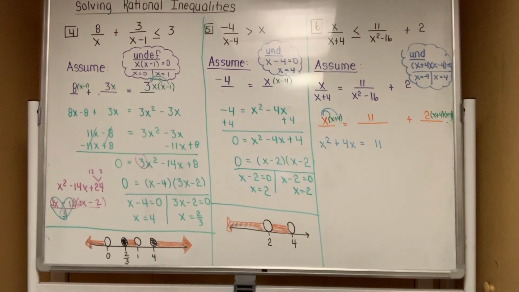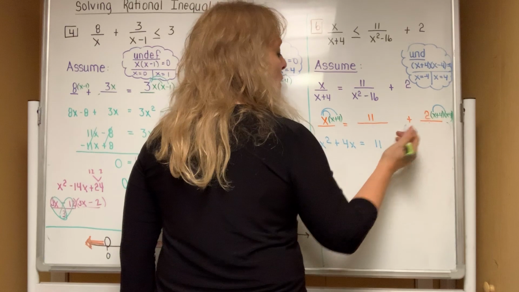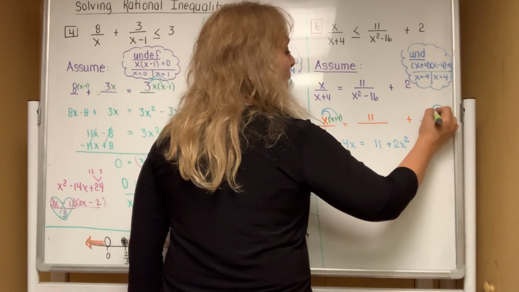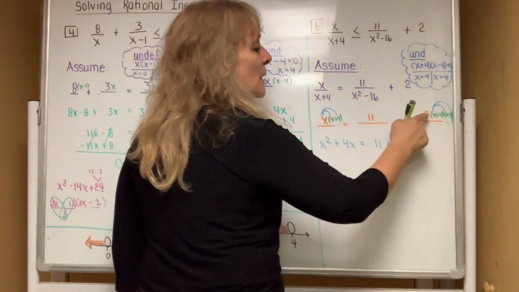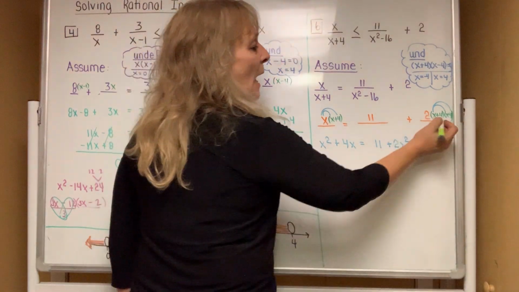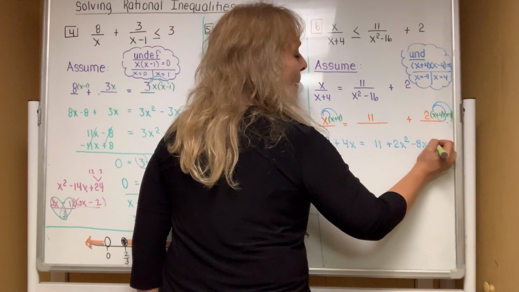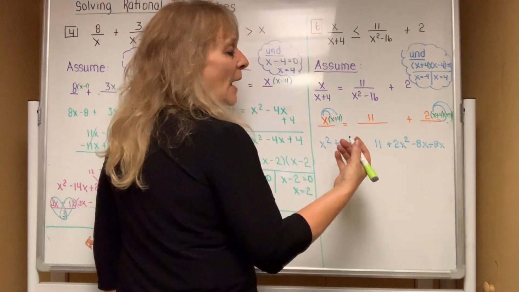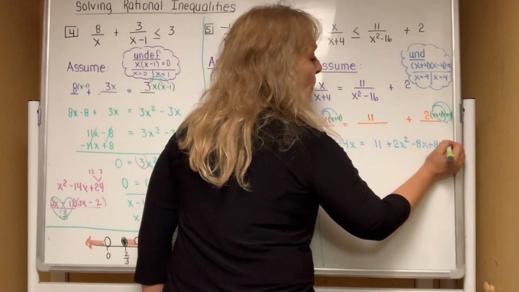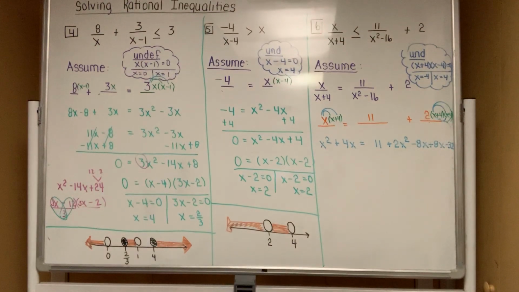Be careful on the right-hand side because when you get x squared, you have to multiply it by the 2 in front to give you 2x squared. And when you get negative 4x, you have to multiply it by the 2 in front to get negative 8x. And when you get positive 4x, you have to multiply it by the 2 in front to get positive 8x. And finally, when you get negative 16, you have to multiply it by the 2 in front to get negative 32. You got a long equation.